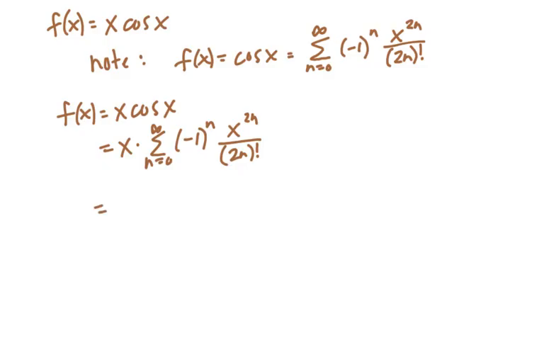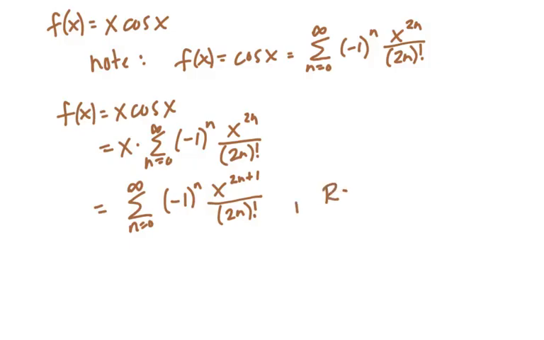X is not dependent on n, so we can move it inside. So we have negative 1 to the n, x to the 2n plus 1. X times x becomes x to the 2n plus 1, and over 2n factorial. And our r stays the same, so this is for all x. Let's do it that way. That's in parentheses for all x.